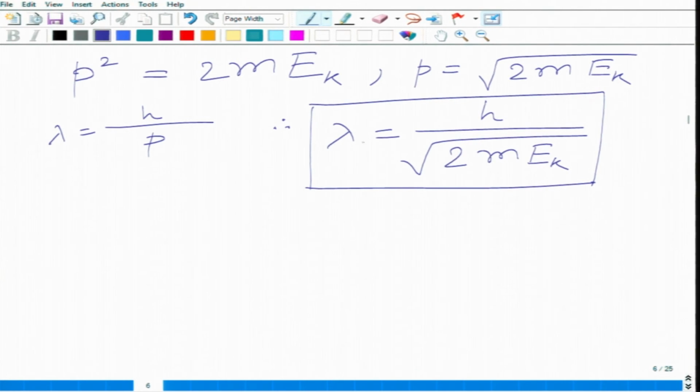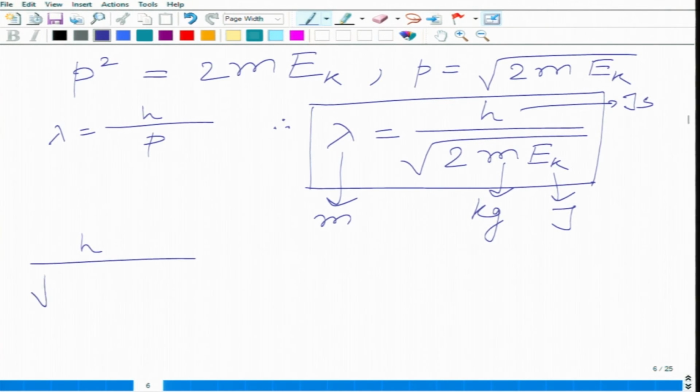Now, how can we prove the unit of wavelength from this? What is the SI unit of wavelength? The SI unit of wavelength is meter. The unit of Planck's constant is joule second. Mass is in kg and kinetic energy is in joule. So, we will derive the unit of wavelength from this expression.